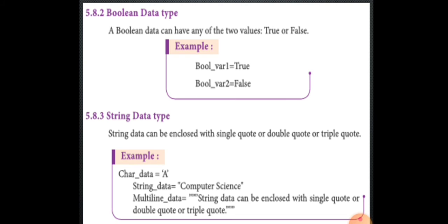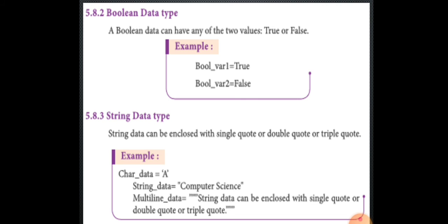Okay, now we can see the next data type, the Boolean data type. We already learned Boolean values. What are the Boolean values? We have only two Boolean values, that is zeros and ones. So the Boolean data type also holds only two numbers, 1 or 0. A Boolean data can have either of two values, true or false.